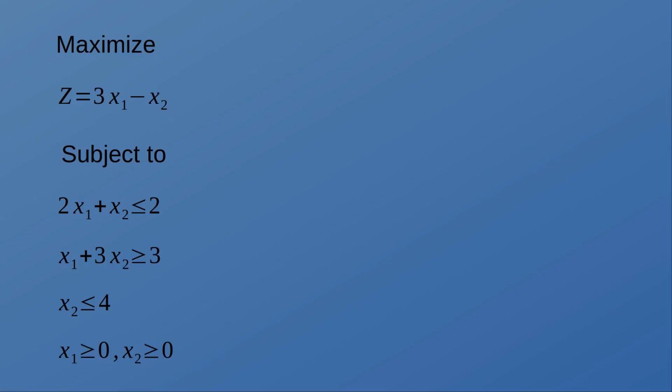So we have to maximize the objective function 3x1 minus x2 subject to the constraints given below. Now watch carefully. In the second constraint, you have a greater than or equal to sign, that is x1 plus 3x2 greater than or equal to 3, whereas the first and the third constraints are less than or equal to. The additional constraint, of course, is that x1 and x2 both should be non-negative, greater than or equal to 0.